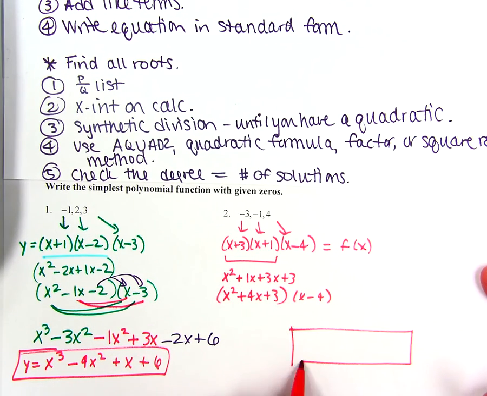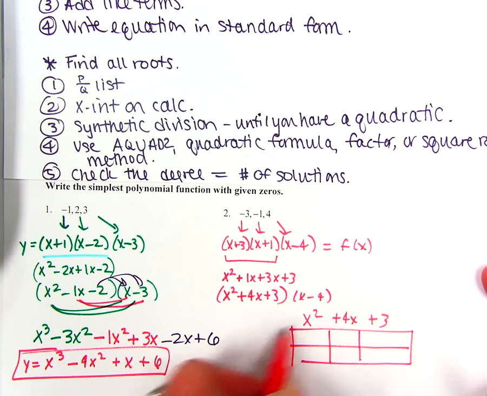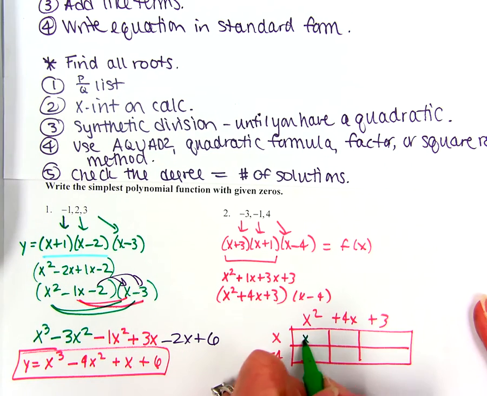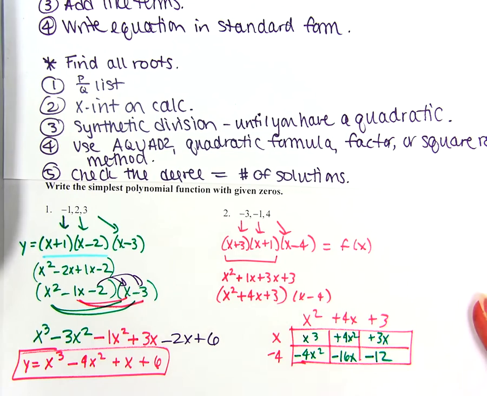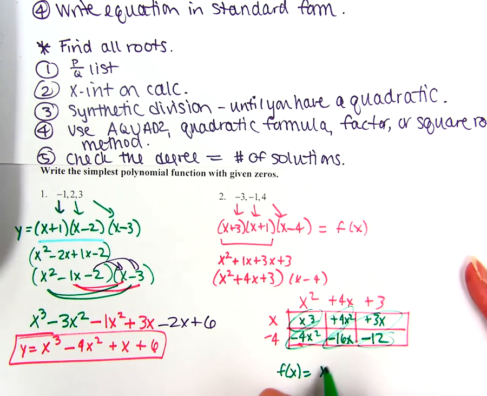So this time I'm going to use the box method, because that's what we did earlier in the chapter. And again, you can use whatever method you prefer. Alright, so if I multiply everything by x, I get x cubed plus 4x squared plus 3x. And then multiply everything by negative 4, I get negative 4x squared, negative 16x, and negative 12. And when I add my like terms, they should be in all my diagonals here. So I have f of x equals, right, x cubed. These cancel out because that's 0, minus 13x minus 12.